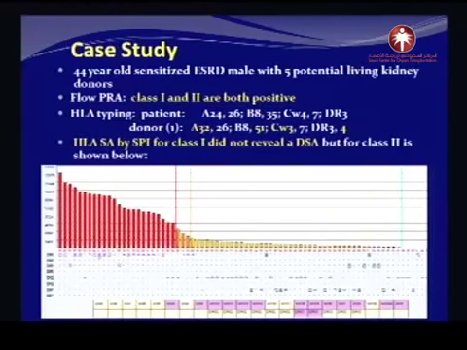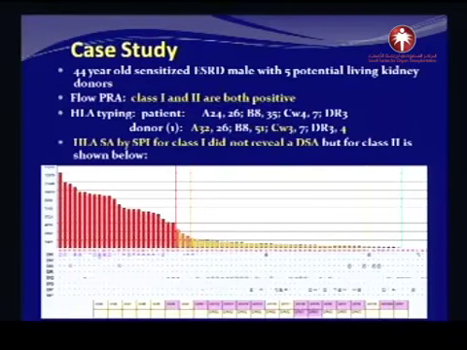Next case is a 44-year-old sensitized end-stage disease male with 5 potential living donors. This is frequently what we face in your programs: a recipient that comes with many donors willing to donate. Now, this sensitized patient is sensitized not only to class 1 but class 2 as well by flow PRA. I'm showing you the typing of the donor and the recipient. Donor is mismatched at A32, B51, CW3, and DR4.